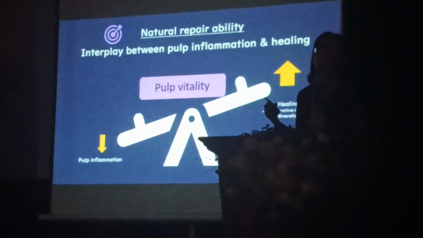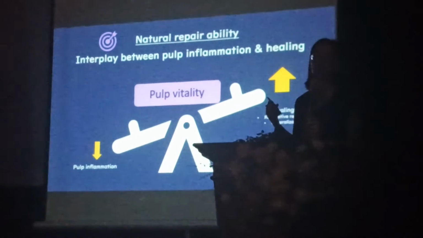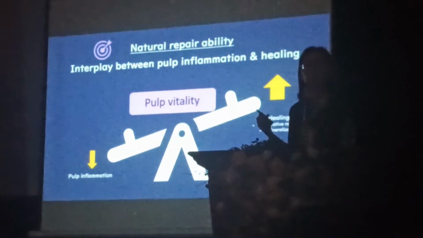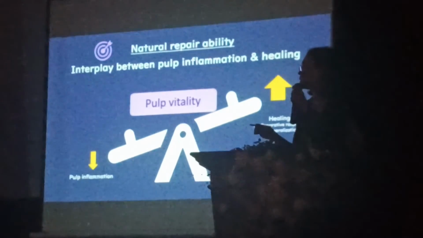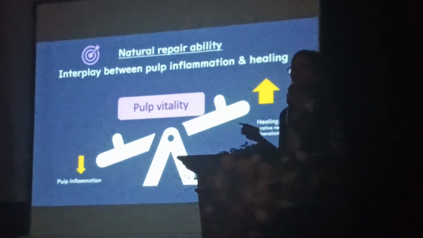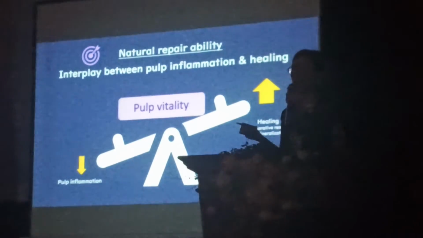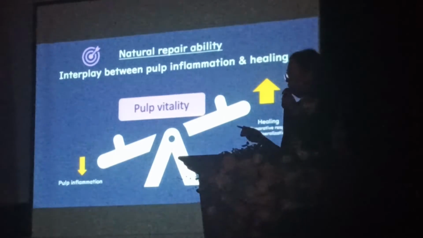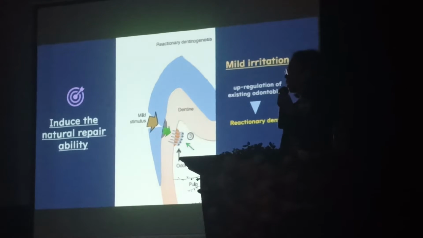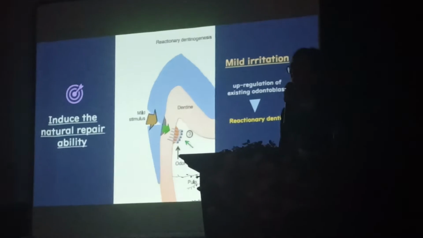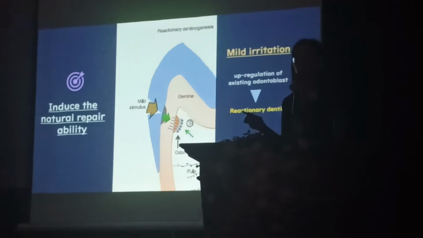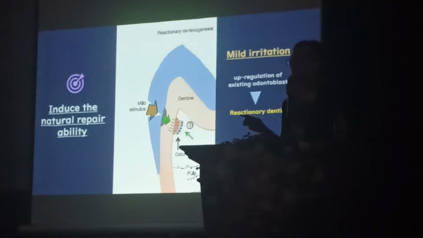We all know that any injury, or anything that you place on the pulp, will give some degree of inflammation. But if the pulp maintains its vitality, it will have more healing than the inflammation itself. Okay? So for my illustration, the odontoblast still has its function and produces tertiary dentin, which is called reactionary dentin.